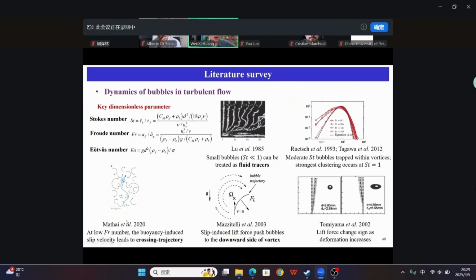And for the fluid number, people found that for a small fluid number, the buoyancy force will cause significant slip velocity, leading to crossing trajectories. The slip velocity will also induce a lift force that puts the bubble on the downward side of the vortex. And if the bubble is big, the deformation will affect the lift force. But here we mainly consider small bubbles represented by the Lagrangian model.